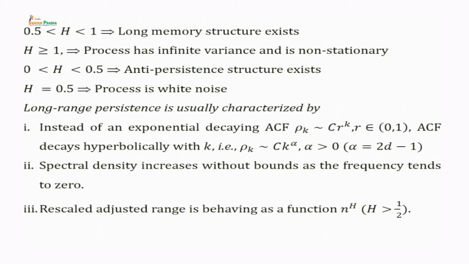That is, rho k is approximately c k to the power alpha, where alpha is greater than 0. In fact, alpha is equal to 2d minus 1. So, instead of exponential decay like in ARMA processes, you have a hyperbolic decay in fractionally integrated processes.